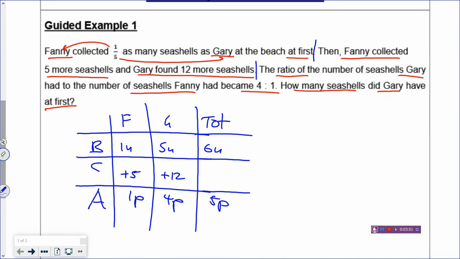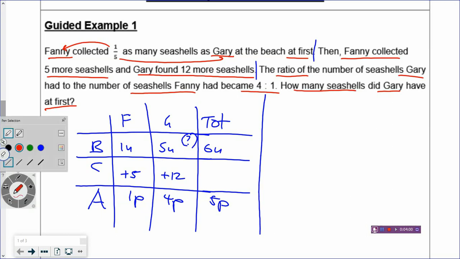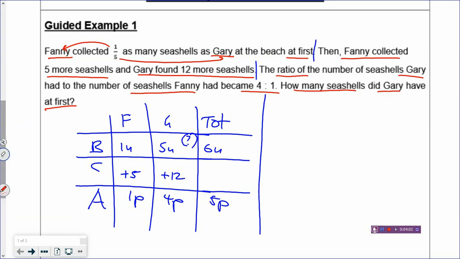So how many seashells did Gary have at first? That's your question mark. And that's it, that's how you fill in the boxes. Then how do we use the model to continue solving? Now you are going to make the parts equal.